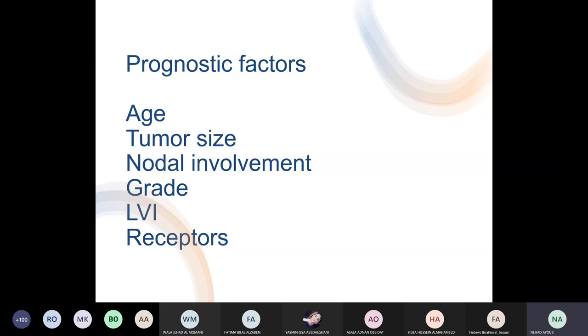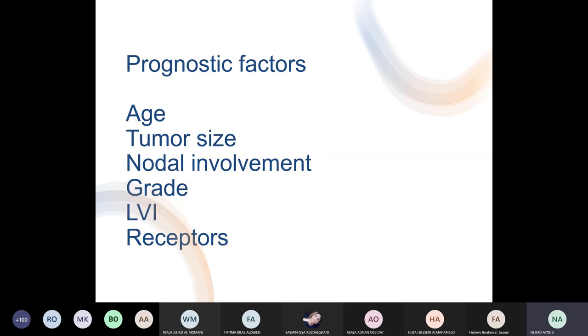Okay, if the patient has positive expression of HER2, this is a bad thing, okay? A positive HER2 receptor is an adverse prognostic factor, while positive expression of hormone receptors is a good prognostic factor.